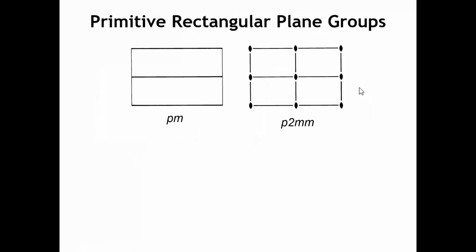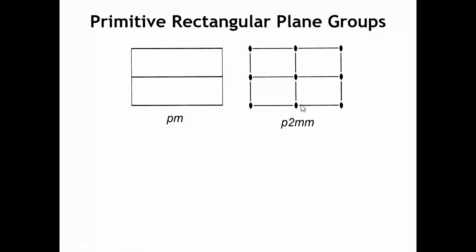When we go to the primitive rectangular Bravais lattice, we have either PM or P2mm. Right? And so here we see those two. We see the spacing between the mirror planes in both of them. And we can see that in 2mm, of course, there's also a twofold rotation axis.